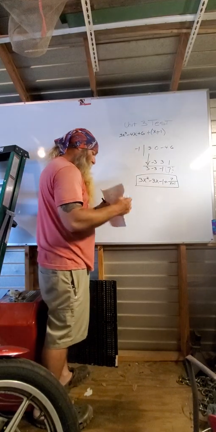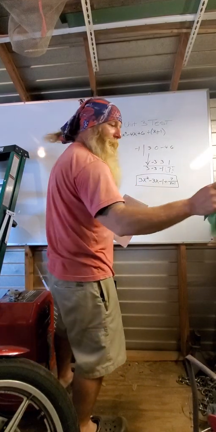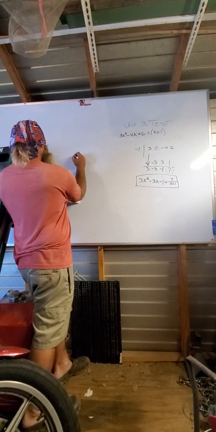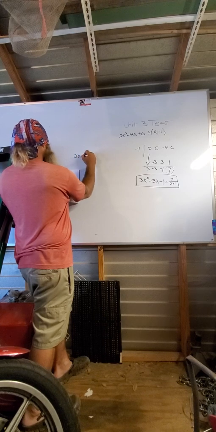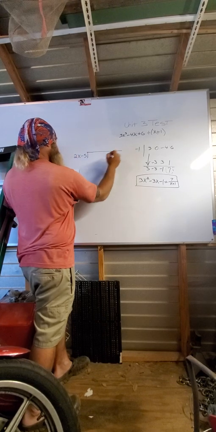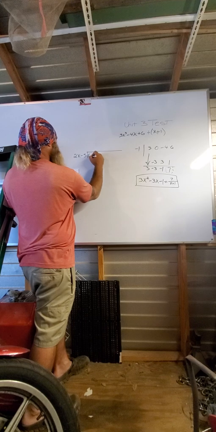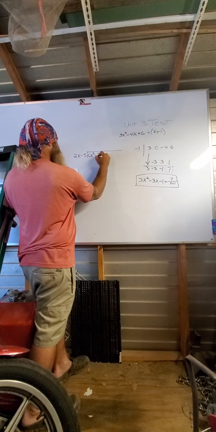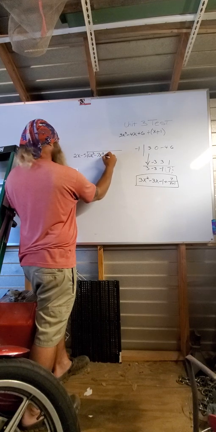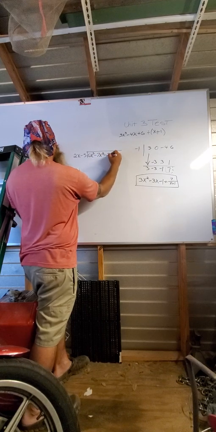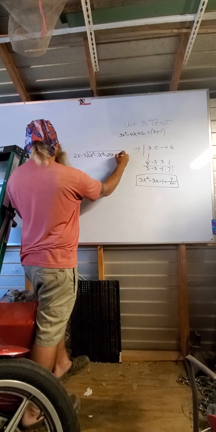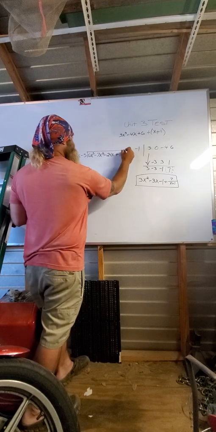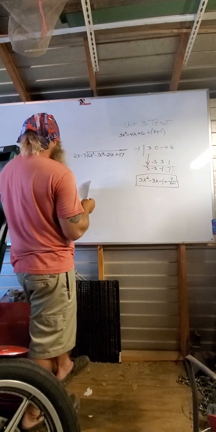And then the second part of that was B. I can do that over here. We had 2x minus 5 dividing 6x cubed minus 7x squared minus 24x plus 17. Make that a little longer.